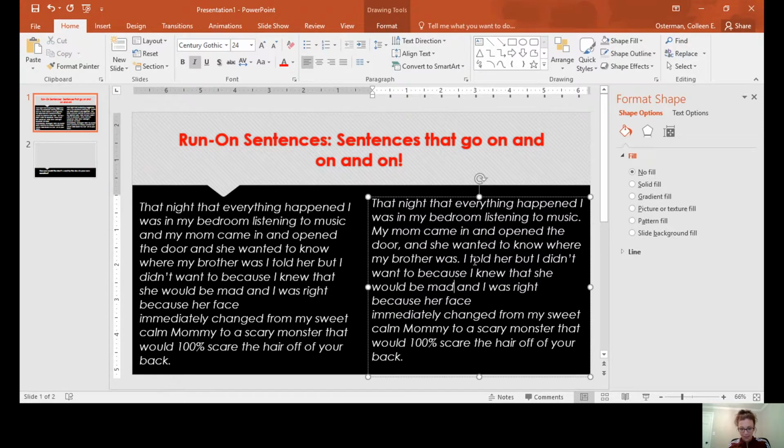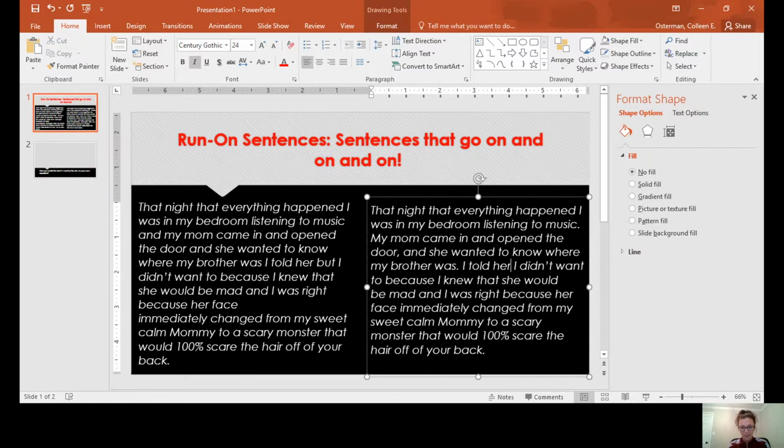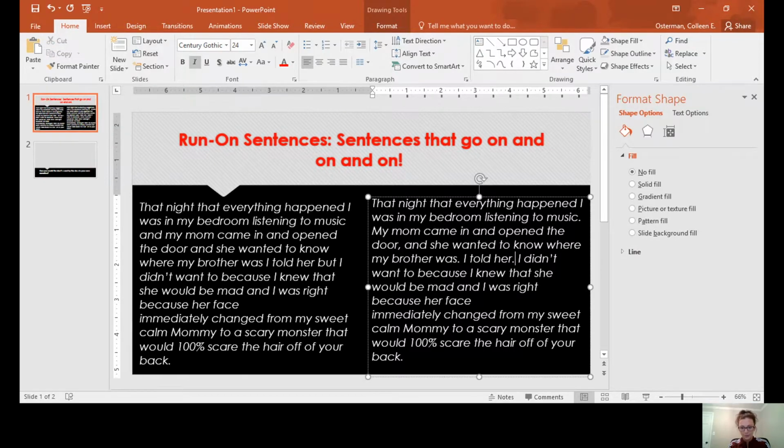Okay, so we have that same choice. I told her, subject, but I didn't want to because I knew she would be mad. This is a compound sentence with a conjunction. Our two choices are to take out the word but and put a period, or I told her, comma, but I didn't want to because I knew that she would be mad. Here's the word and again, and there's another subject. Period.